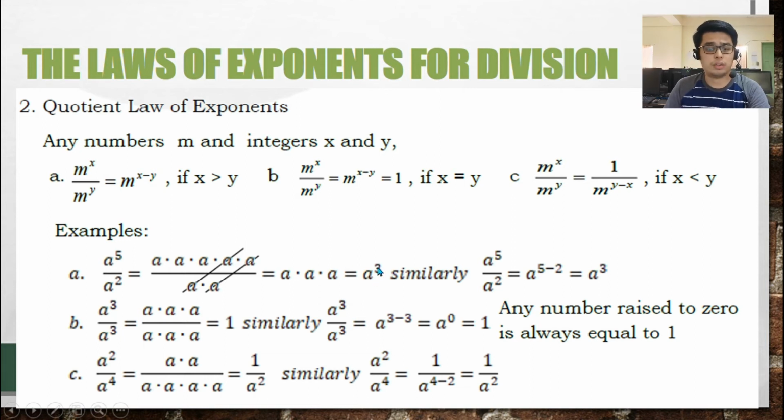Yun yung pinaka-final answer. Now, applying the law, A to the 5th over A square. Okay? Tingnan mo, nasaan dito yung mas malaking exponent? Nasa taas o baba ng fraction bar? Diba? Nasa taas. Kung nasa taas yung pinakamalaking exponent, diyan ka maglalagay ng sagot or diyan mo ilalagay yung variable mo. So, ang variable mo ay A.